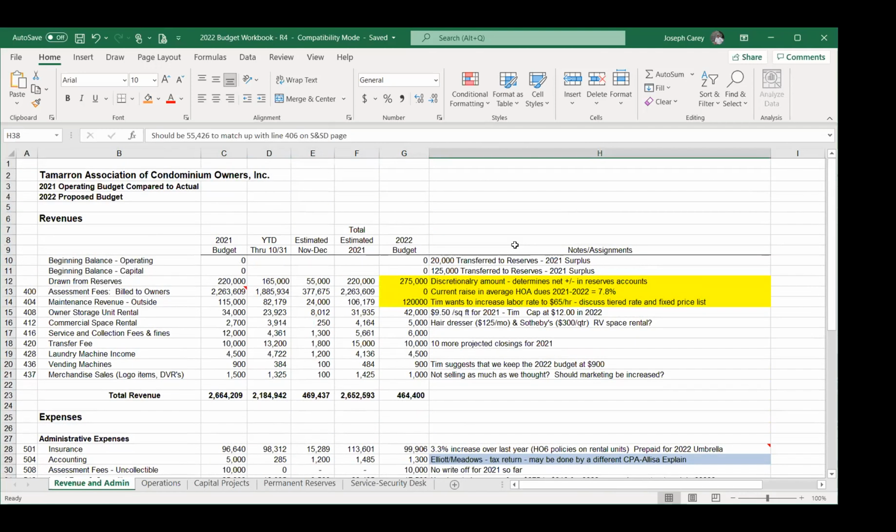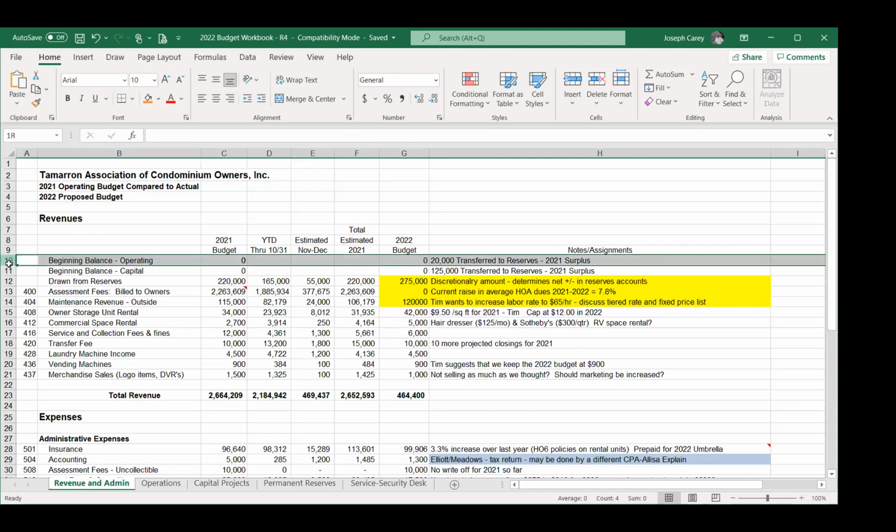So we're going to go through this line by line. I'm going to explain each line, and then the board can either have discussion about that particular item then, or we can table it for later, and I can highlight it on this, and then we can talk about it later or tomorrow even.